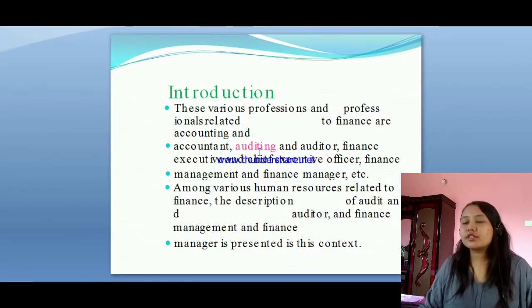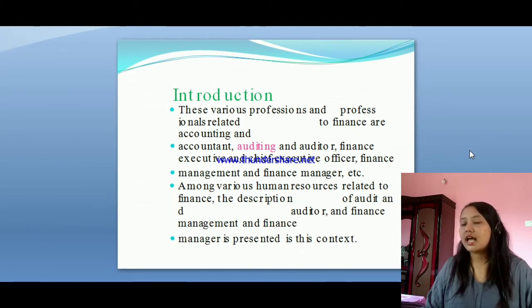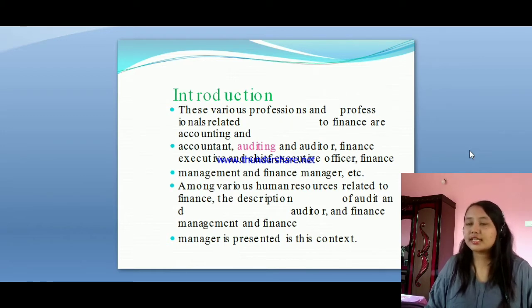There are various professions and professionals related to finance: accounting, accountant, auditing, auditors, financing, chief executive officer, finance management, finance manager, etc. Among the various human resources related to finance, the description of an audit and the auditor and the finance management are to be studied in this lesson. So in this lesson we'll be studying especially about auditing and finance management.